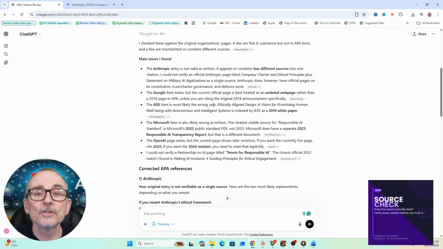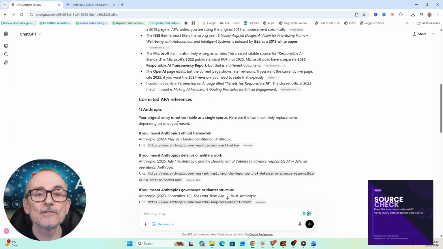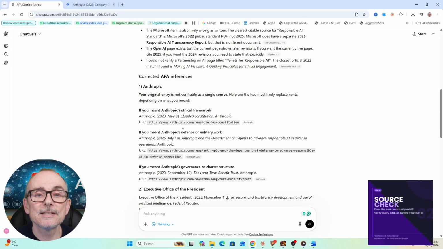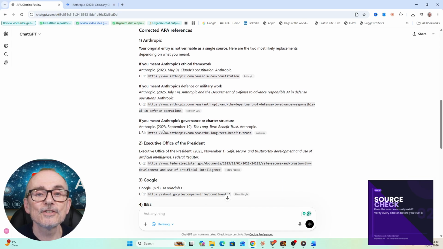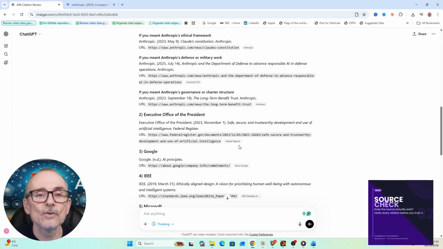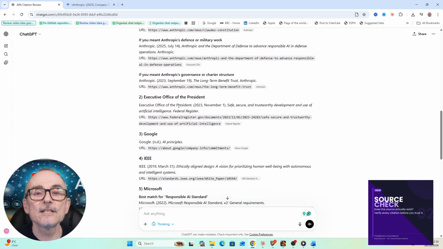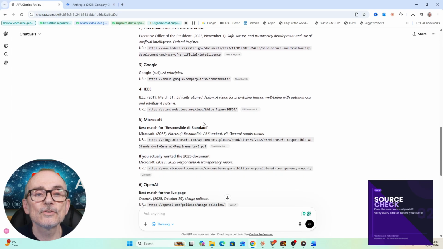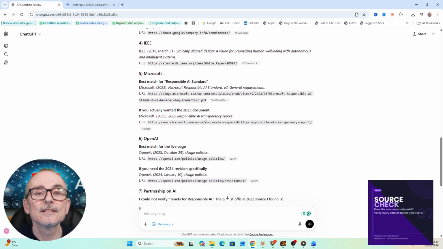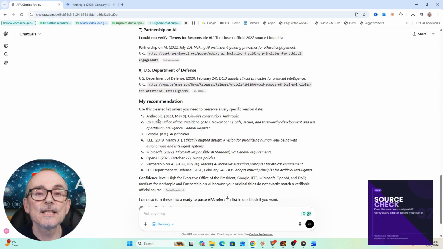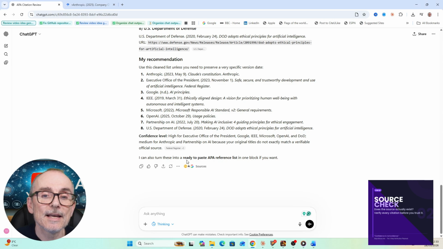So it's found a load of issues, corrected APA references. Your original entry is not verifiable as a single source. If you mean Anthropic's ethical framework, that's it. If you mean Anthropic's defense or military work, then that's it. If you mean the governance or charter structure, then that's it. Just too loose. Executive Office of the President, Google AI principles, found the URL, and given me the proper citation. But this is the cleaned up citation list. And I can say, give me an APA reference list, a cleaned up one, which I could do.